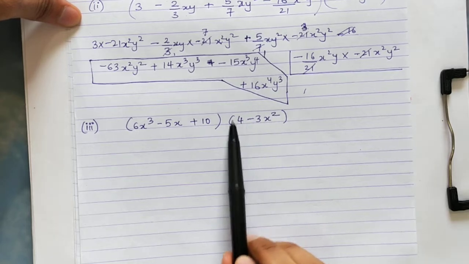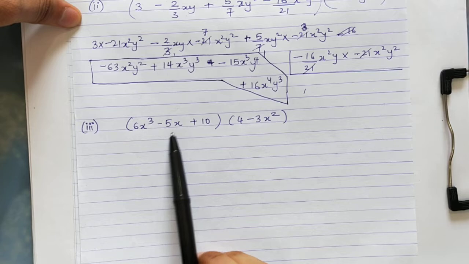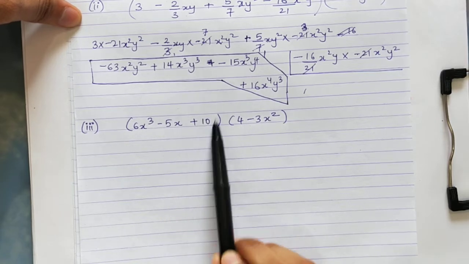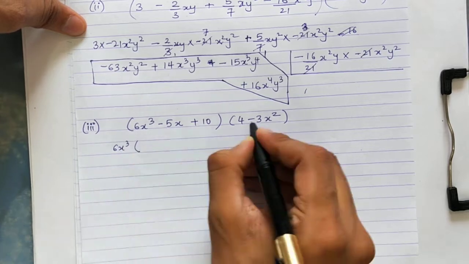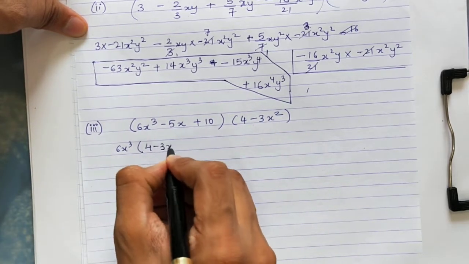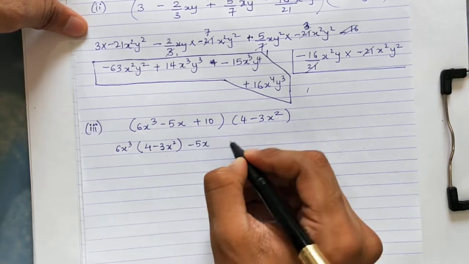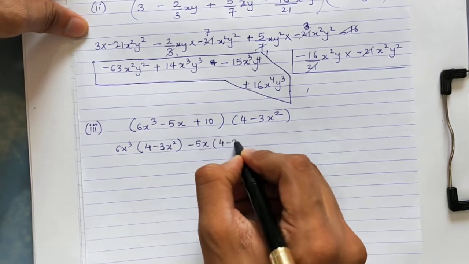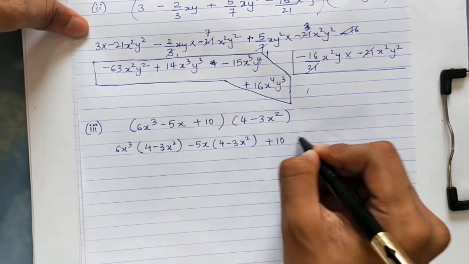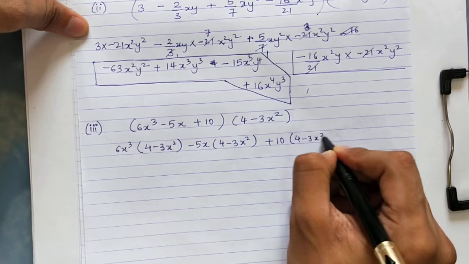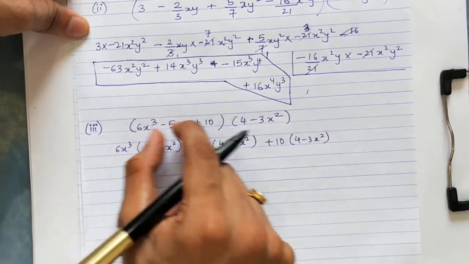This term will get multiplied with 6x cube, will get multiplied with minus 5x, and will get multiplied with 10. So let's write 6x cube into 4 minus 3x square, minus 5x into 4 minus 3x square, plus 10 into 4 minus 3x square. Correct? I have multiplied this bracket with each term.